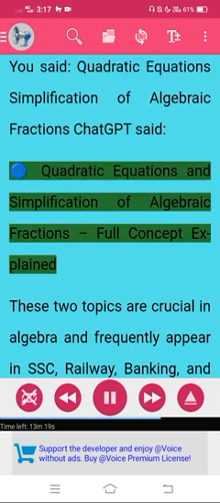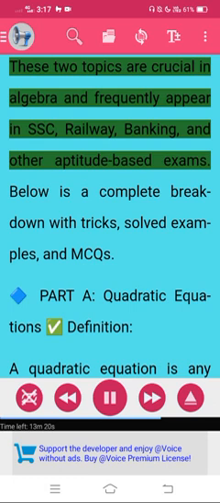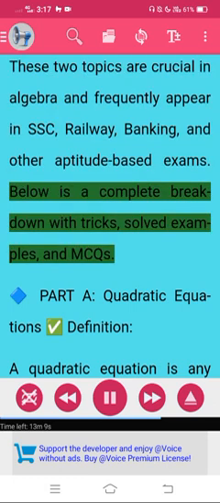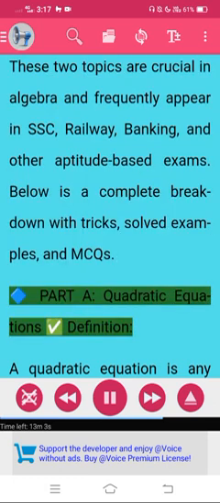Full concept explained. These two topics are crucial in algebra and frequently appear in SSC, railway, banking, and other aptitude-based exams. Below is a complete breakdown with tricks, solved examples, and MCQs. Quadratic equations definition.